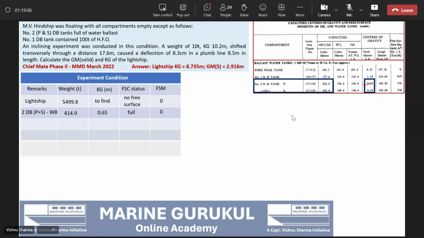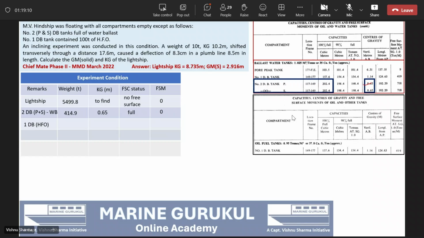1 DB, 100 tons of HFO. Very good. Weight is given in the question. Now tell me, here the number 1 HFO details have come. When 100 tons is there, is this tank full? Yes or no? No, sir. How much is the total HFO it can contain at 0.95 density? 157.6 into 0.95. Is that more than 100? Yes, sir.